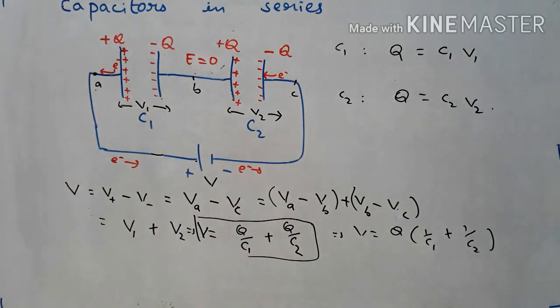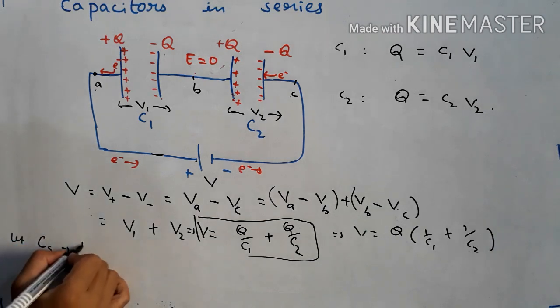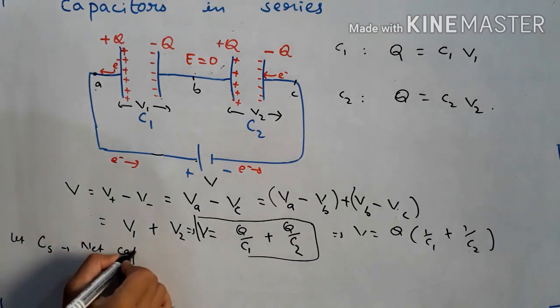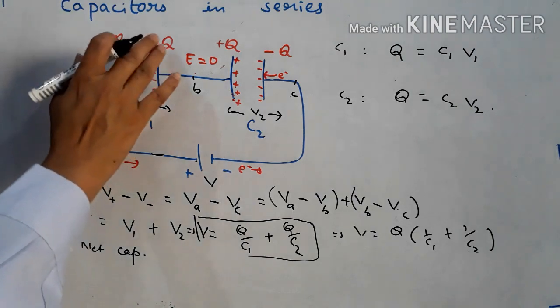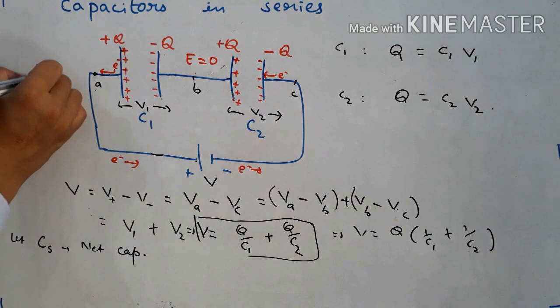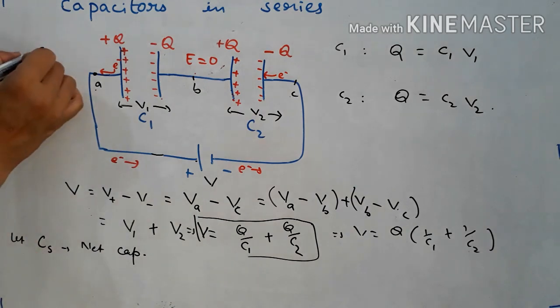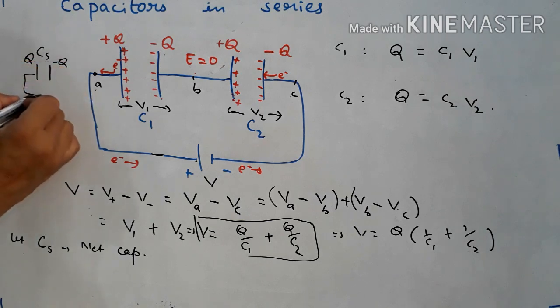If we wish to find the net capacitance of this combination, we use some symbol, say C. For series combination, let me put a subscript S. Let Cs be the net capacitance of this combination. That net capacitance means you remove these two capacitors and put a single capacitor whose capacitance is Cs. Then on it the charges will be plus Q and minus Q, and the potential difference remains the same.